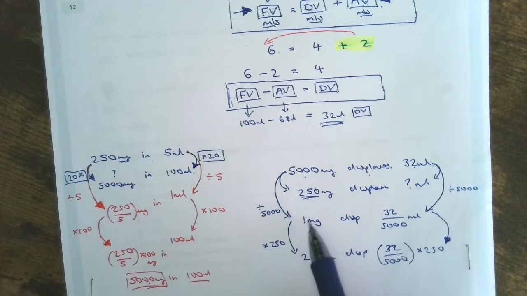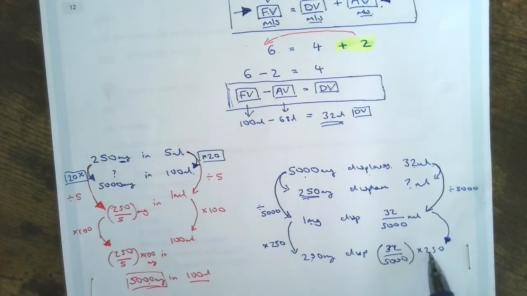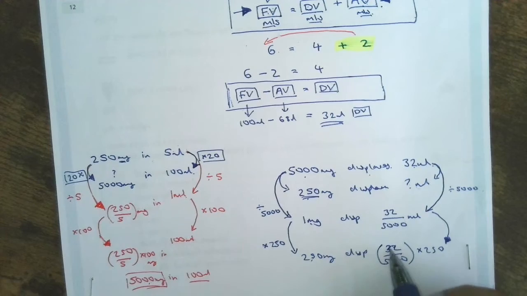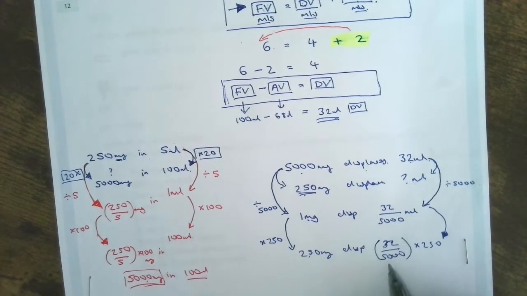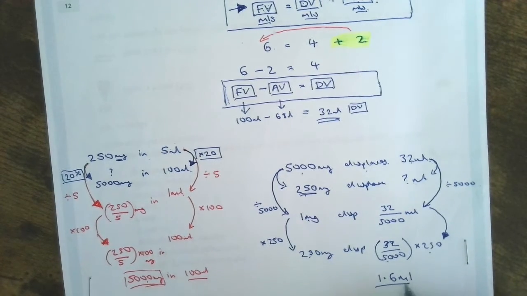break it down to 1 milligram and build it back up to whatever number you want, and do the same on the other side. By doing that, when you put this in your calculator, 32 divided by 5,000 times 250, you'll get 1.6 mil, which is your answer.